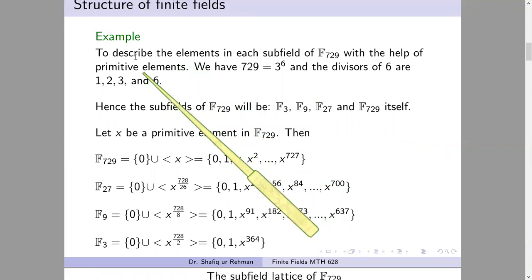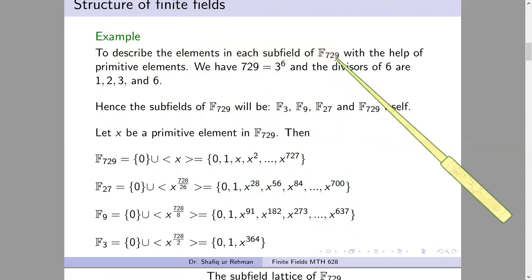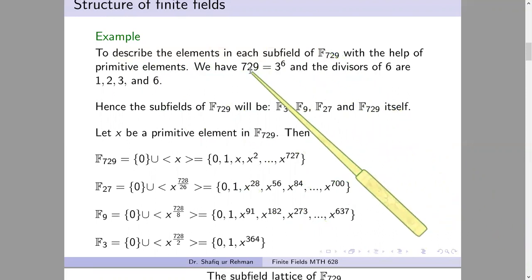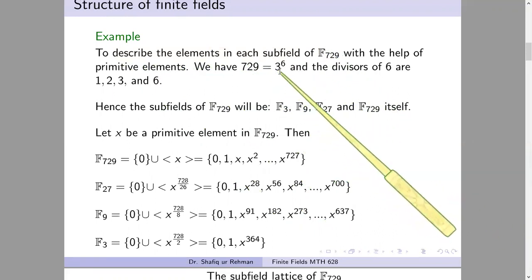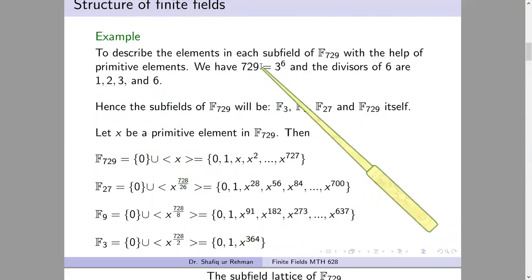In this example, our goal is to describe the elements in each subfield of, let's say, the field F729, and we will describe all the elements of its subfields with the help of primitive elements. You will realize how helpful the primitive elements are. First of all, we see that 729 can be written as 3 power 6, and 6 has 4 divisors, so it has 4 subfields, from the previous theorem that we learned in the previous lecture.